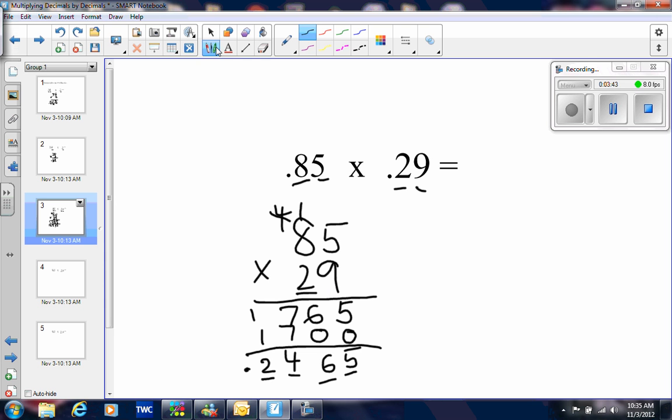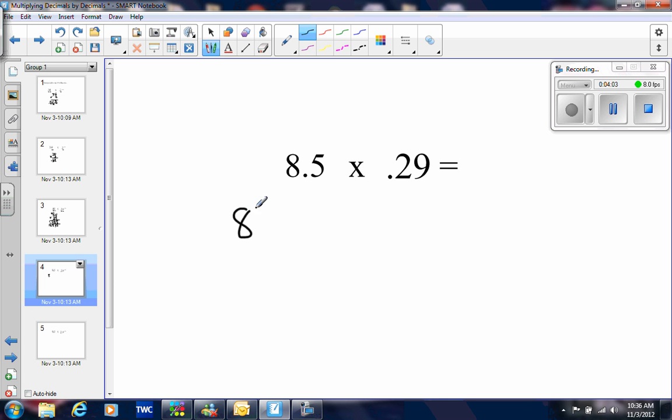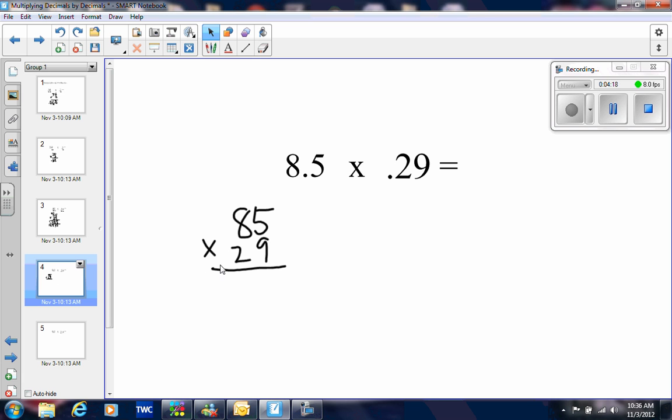So I look at the next one, I've got the same digits. The decimal points are in a different place, but I'm not going to get different digits. My first step is to go ahead and do 85 times 29. When I take 85 times 29, I'm going to get the exact same set of digits that I did here, 2, 4, 6, 5. It's just a question now of where does the decimal point go.